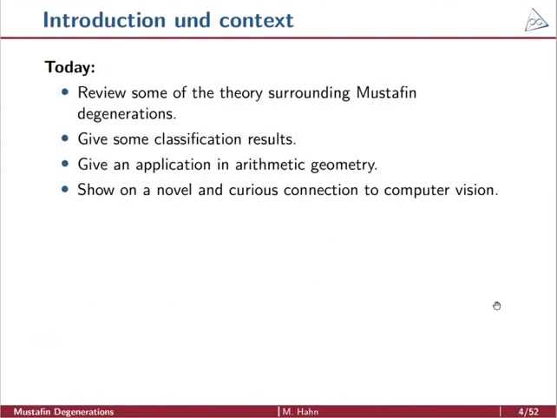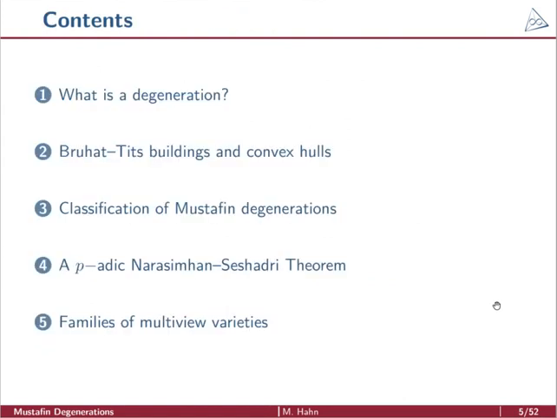In the talk today, I'm going to review some of the theory surrounding Mustafin degenerations. I'm going to give some classification results that exist in the literature, and give an application in arithmetic geometry, more precisely in p-adic non-abelian Hodge theory. And in the very end, I'm going to show a novel and curious connection to computer vision that I recently discovered.